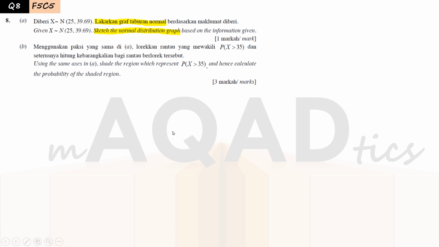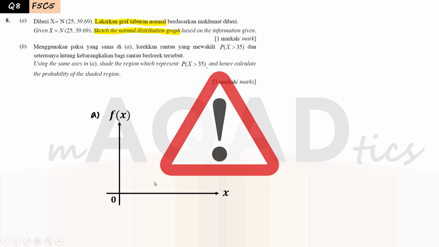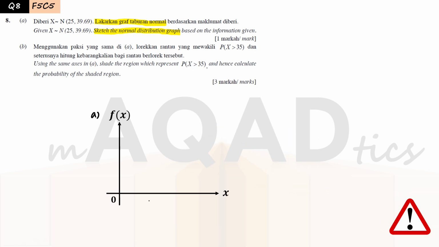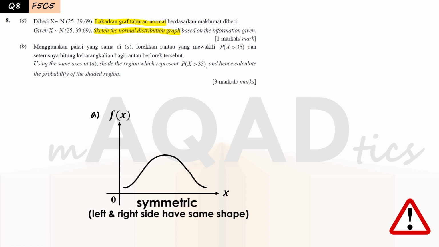The first step here is to sketch our x-axis and y-axis, which is something like this. Please make sure to use a ruler. And now we are going to draw the most crucial part, which is the normal distribution curve. When we are drawing it, make sure it is symmetric, which means if I split this curve by half, the left side and right side must have the same shape.